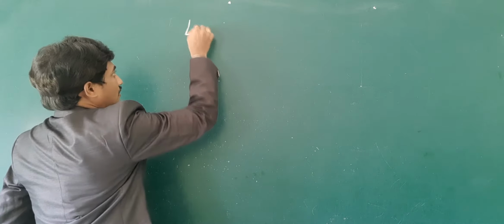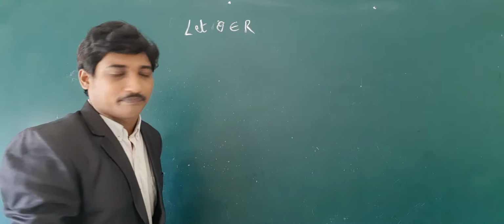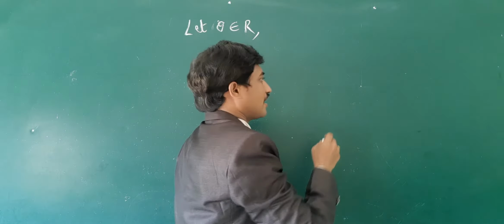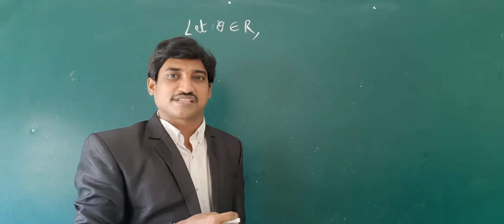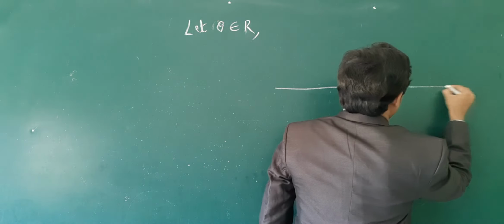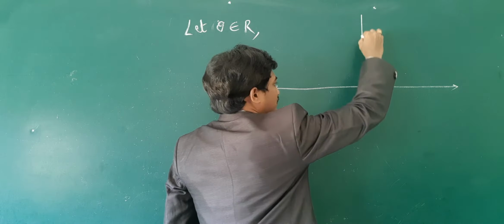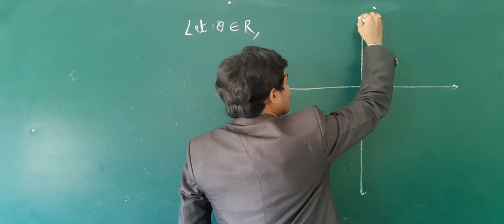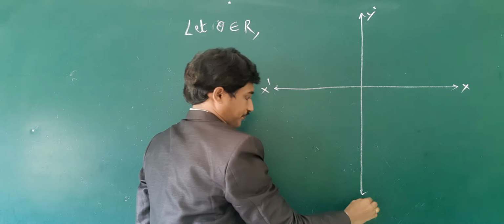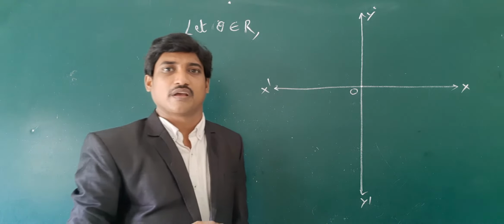First of all, let theta belong to the real number set R. Take an angle measure theta in its standard position. I am taking the x-axis as the horizontal reference line and the y-axis as the vertical reference line. The intersecting point of the x-axis and y-axis is called the origin O.